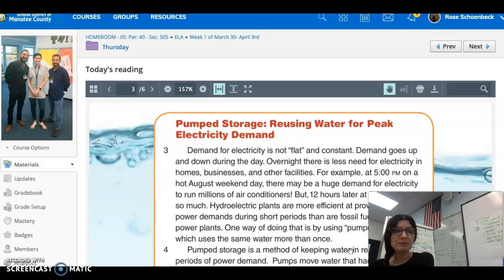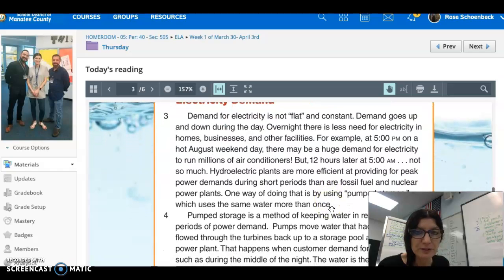Next, it says pump storage, using water for peak electricity demand. Demand for electricity is not flat and constant. Demand goes up and down during the day. Overnight, there's less need for electricity in homes, businesses, and other facilities.